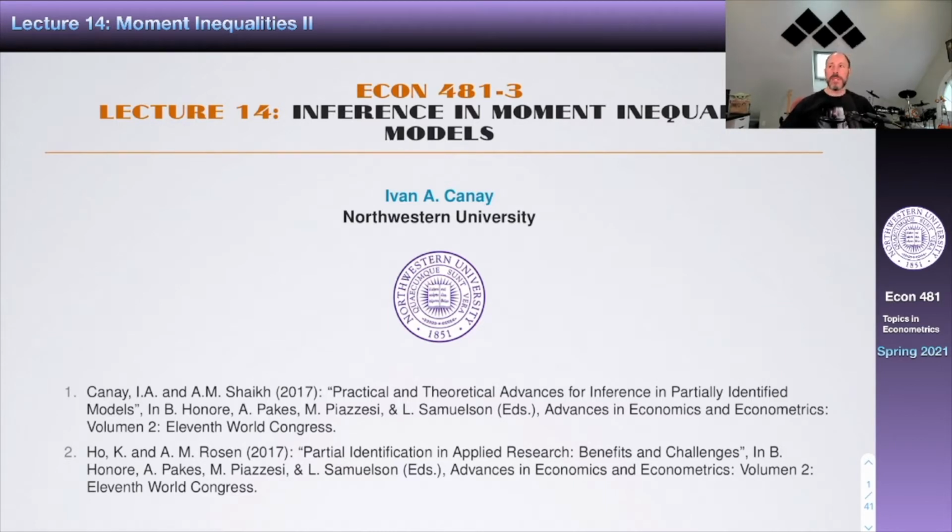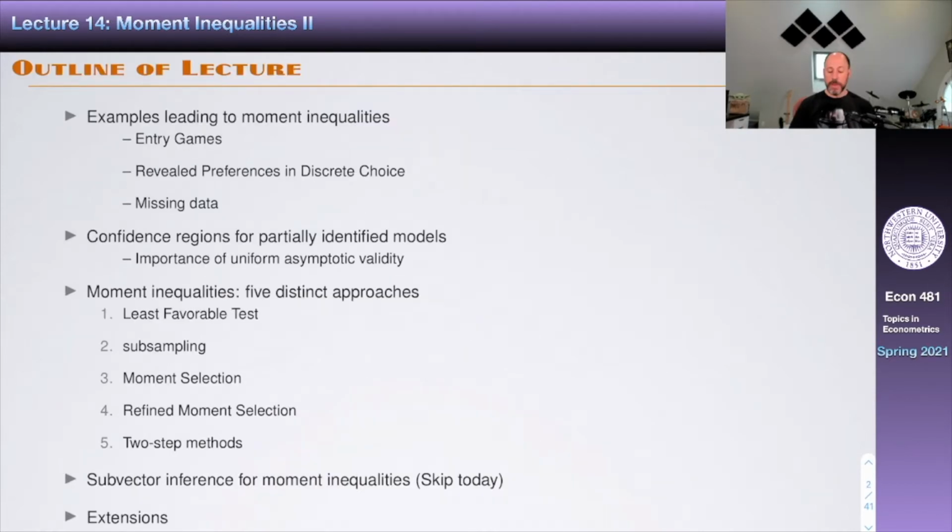This is the second part of the lecture on inference in moment inequality models. If you remember last class, we discussed examples that lead to moment inequalities. We talked about entry games and missing data. We talked about the properties that we wanted from a confidence region, and we discussed two methods to do so, which were the least favorable test and subsampling. Today, we're going to keep moving into the so-called moment selection.